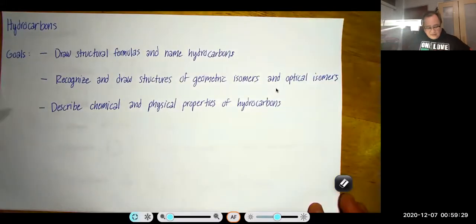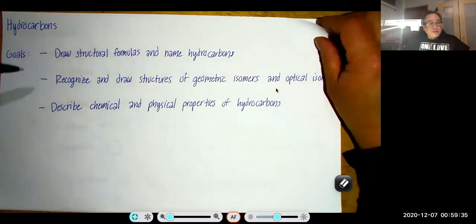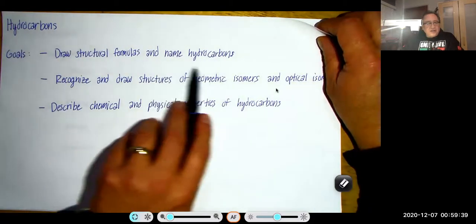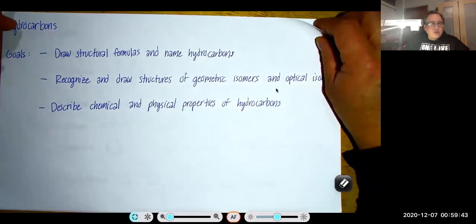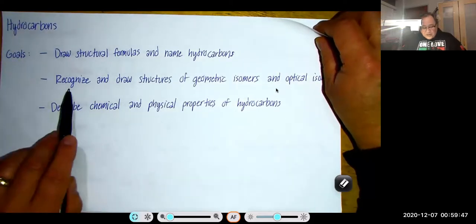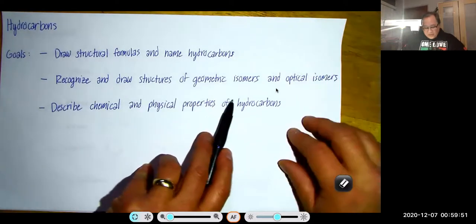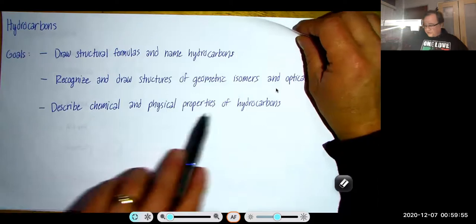Welcome back. This lecture is going to be about hydrocarbons. The goal is to draw structural formulas and name hydrocarbons. And really, we're not going to focus on naming hydrocarbons so much as we're going to focus on writing structures for the name. We want to recognize and draw structures of geometric isomers and optical isomers, and we want to be able to describe chemical and physical properties of hydrocarbons.